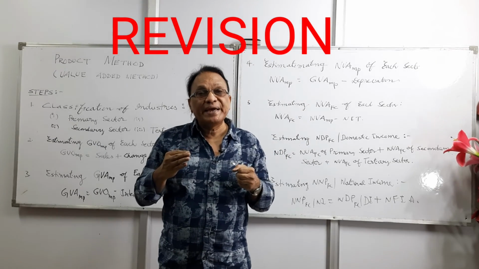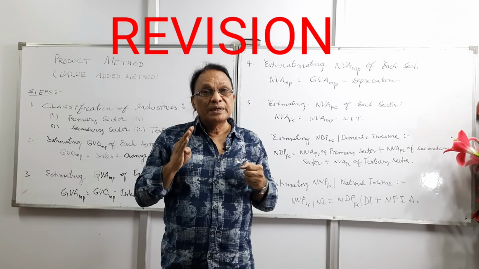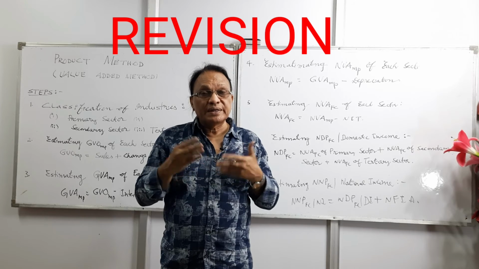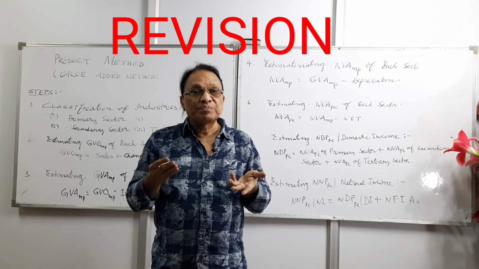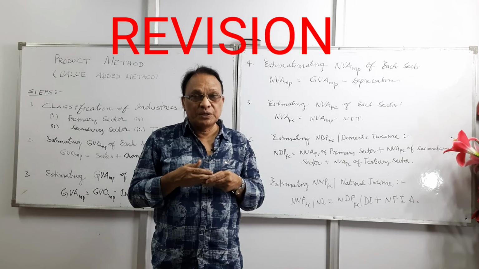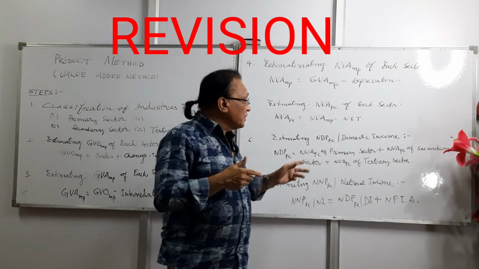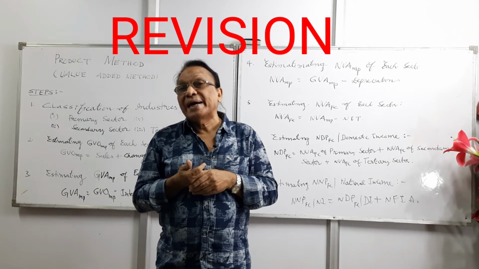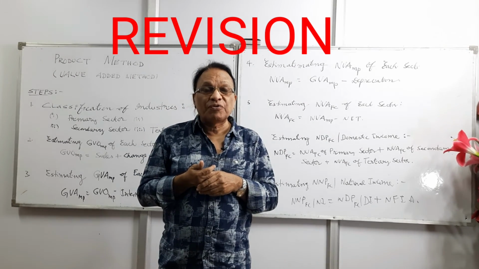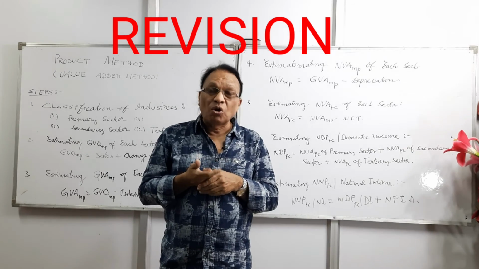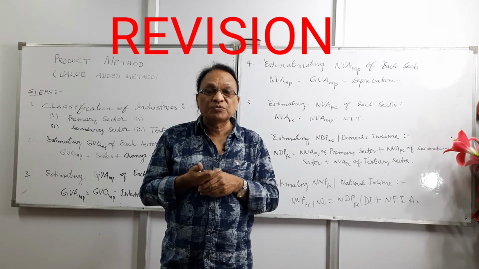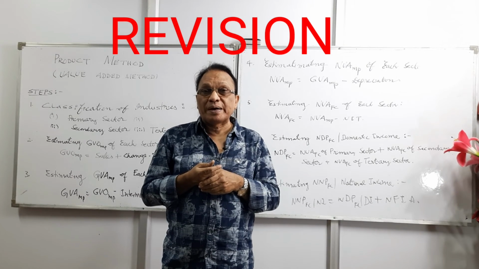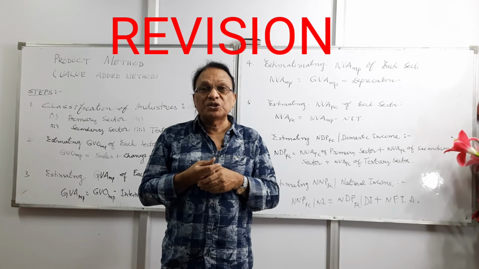The next step is estimating net value added at factor cost. By subtracting net indirect taxes from NVA at MP, we get NVA at FC. The most important step is estimating NDP at FC or domestic income by adding net value added at factor cost of all the enterprises in all the sectors. We get NDP at factor cost, which is nothing but domestic income. So NDP at factor cost is equal to NVA at FC of primary sector plus secondary sector plus tertiary sector.